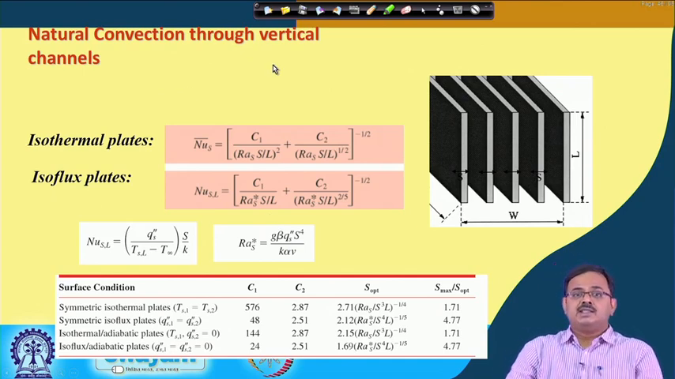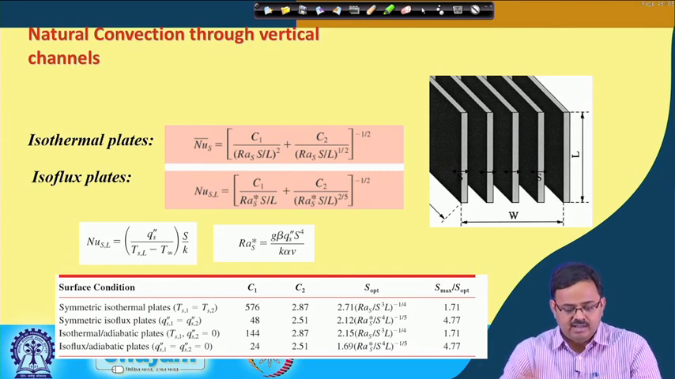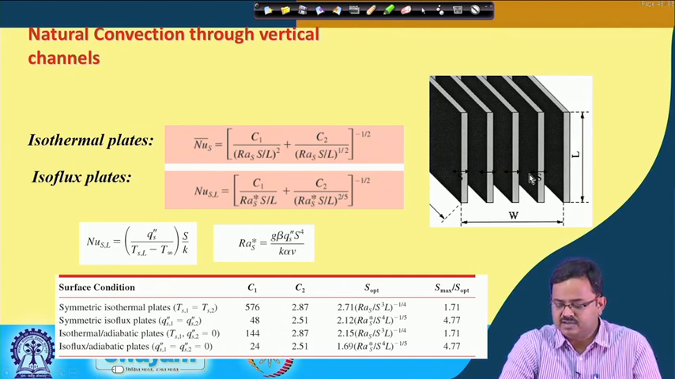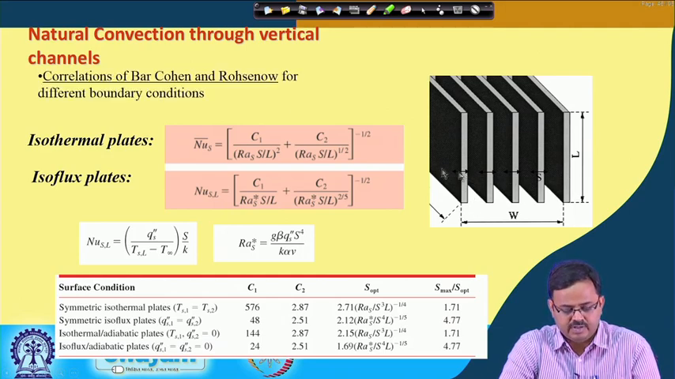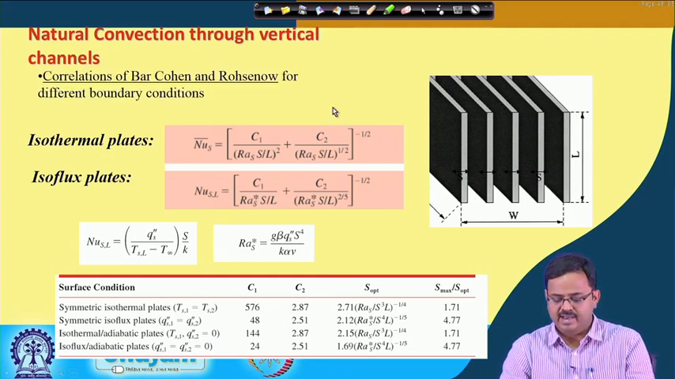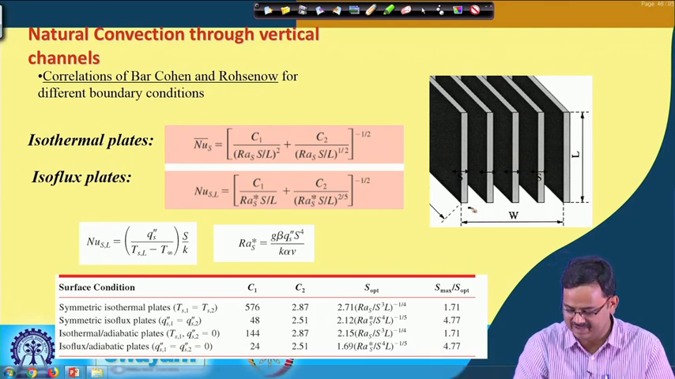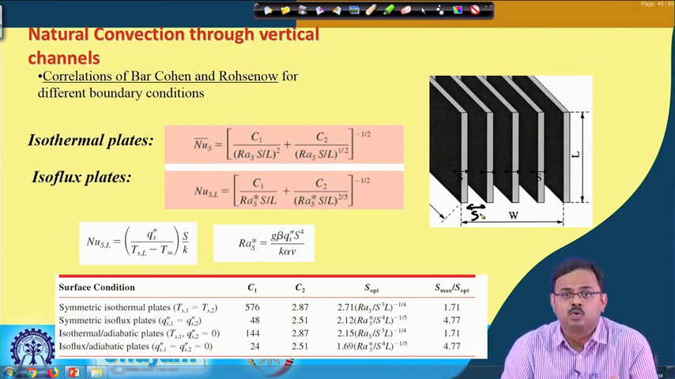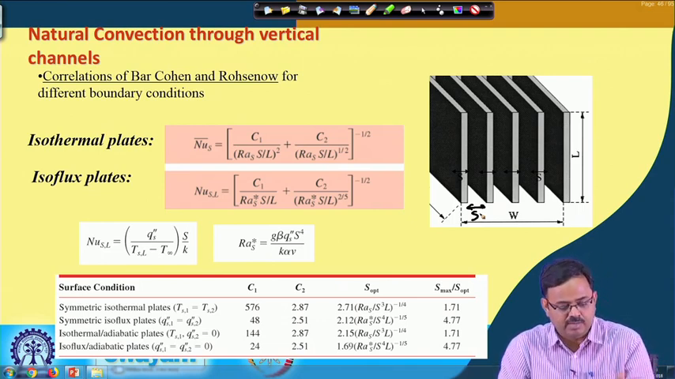Natural convection through vertical channels is very important, because for heat sinks, if it is a vertical channel, then look at it, it is a complicated correlation, but do we know everything? Nusselt as a function of spacing, where S is the spacing between the plates. It is a correlation of Bar-Cohen and Rohsenow. S is the spacing, L is the length, and W is the total width. Then what happens?